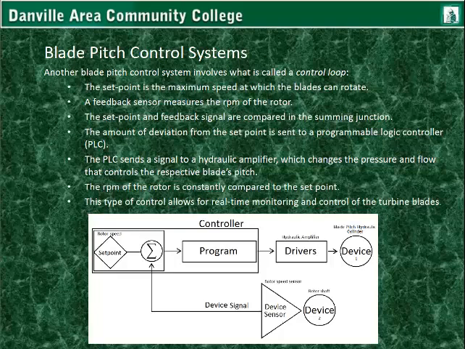The set point and feedback signal are compared in the summing junction, and the amount of deviation from the set point is sent to a programmable logic controller. The PLC, which is a computer device, sends a signal to a hydraulic amplifier, which changes the pressure and flow, and that controls the blade pitch by basically holding the position of the blade pitch cylinder. The RPM of the rotor is constantly compared to that set point, and this type of control allows for real-time monitoring of the turbine blades.